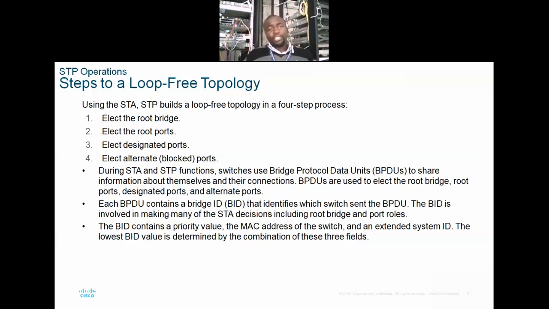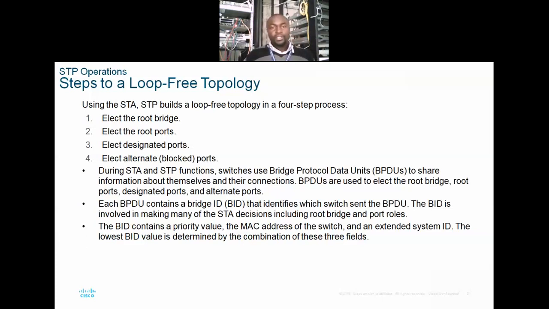It's just a protocol that governs how this information is sent. Now, the bridge ID is basically like the MAC address of that particular switch or bridge, or of that particular port. We're going to look at that very soon. So the BID contains a priority value, the MAC address of the switch, and an extended system ID. The lowest BID value is determined by the combination of these three fields.